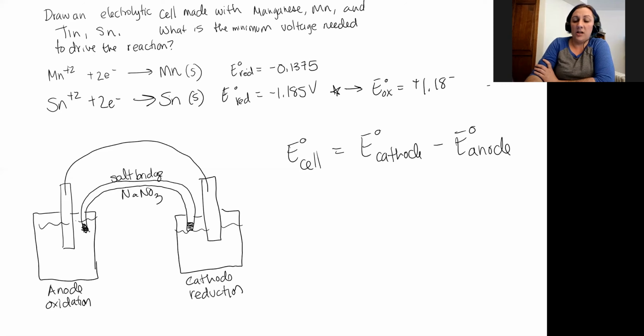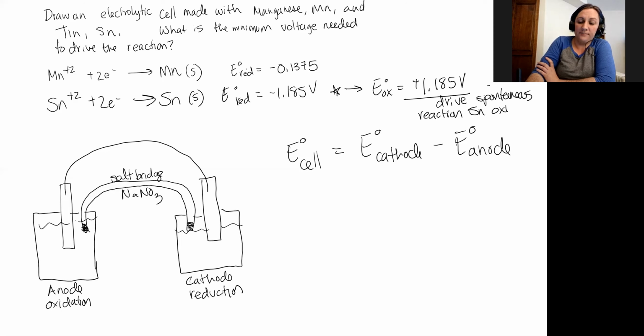That's a large number. That would drive the spontaneous reaction, where the tin is oxidized. So we're going to do the opposite of that. We're going to make sure then that tin is reduced. So for our electrolytic cell, tin needs to be reduced.